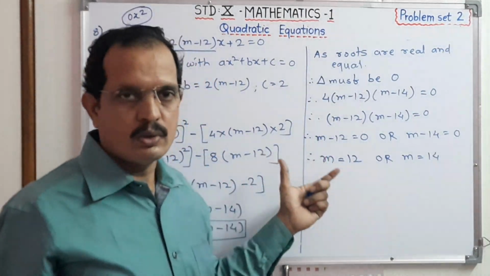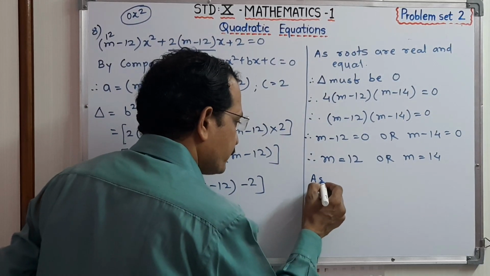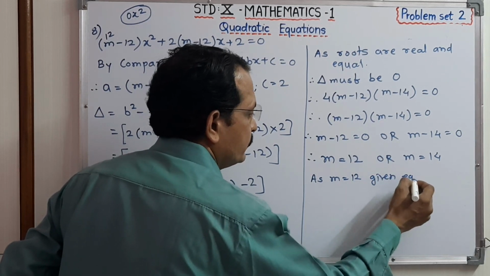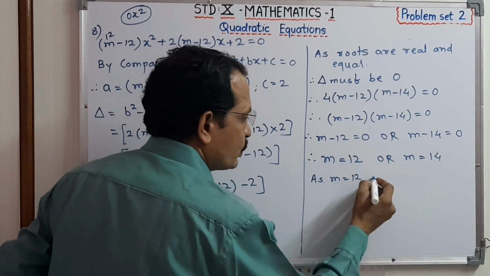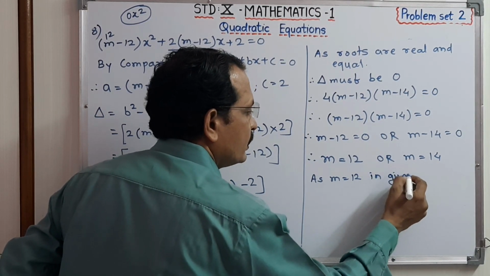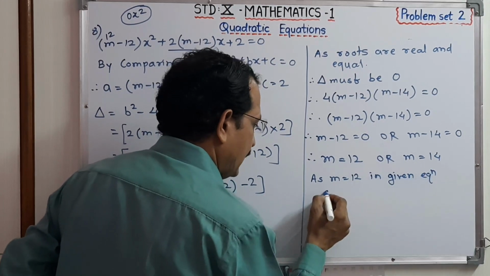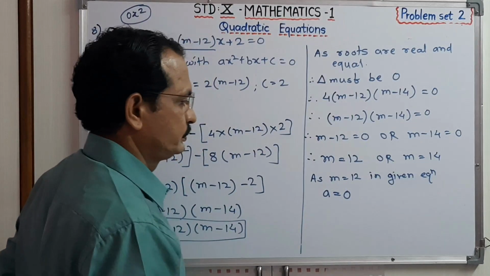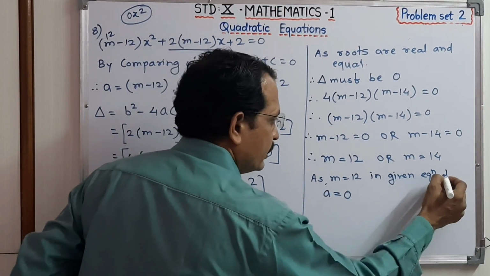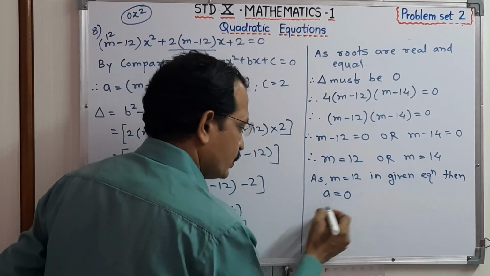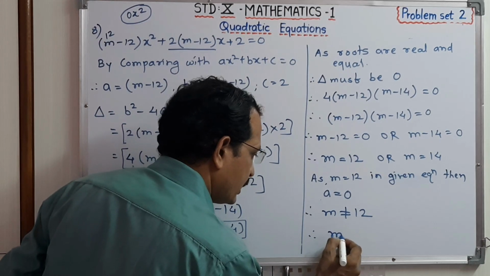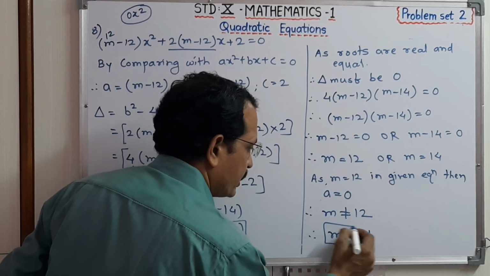That also we have to consider. As m is equal to 12 in given equation, then a is equal to 0, therefore m is not equal to 12, therefore we get here m is equal to 14.